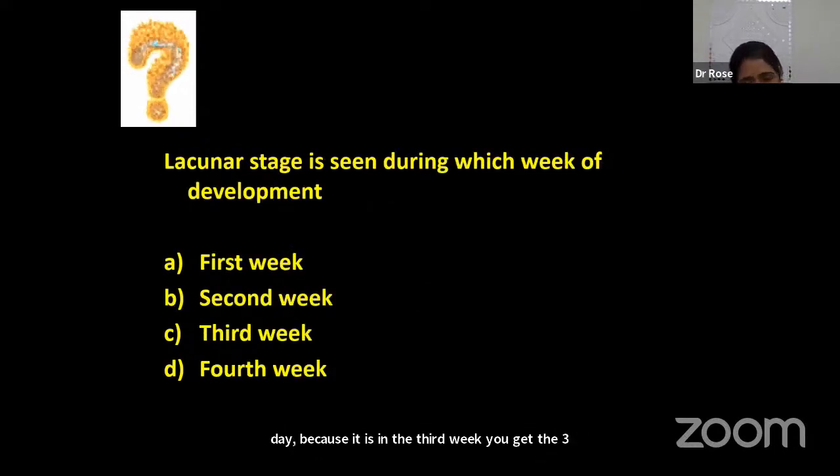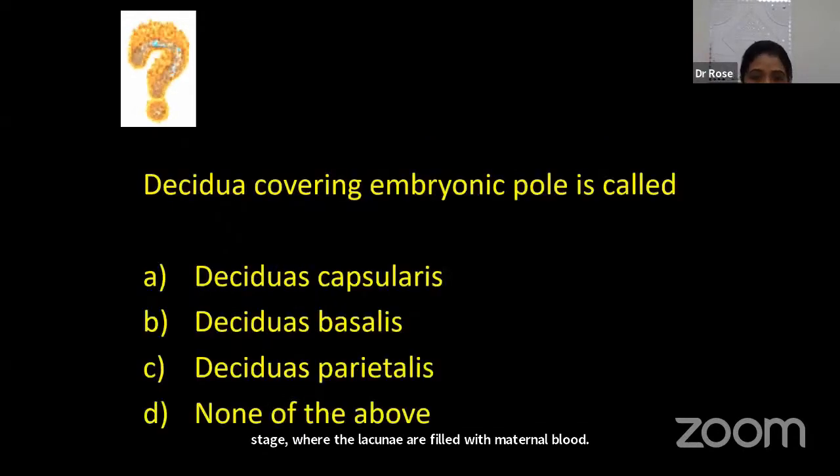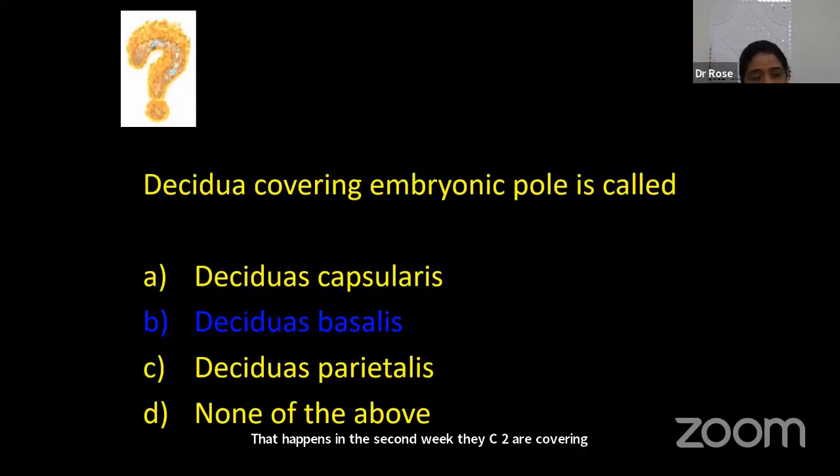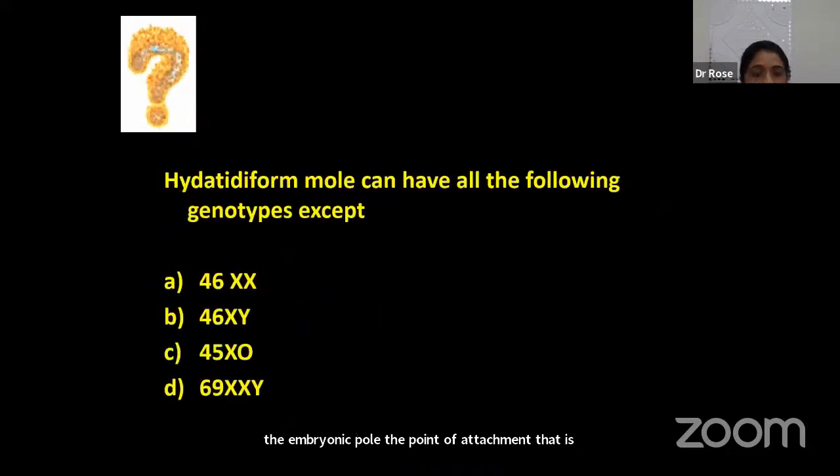Lacuna stage is in which stage? We mentioned the lacuna stage where the lacunae are filled with maternal blood. That happens in the second week. Decidua covering the embryonic pole, the point of attachment, that is decidua basalis. Hydatidiform mole can have all the following genotypes. We can see that there are chromosome numbers with XX, XY, XXY.